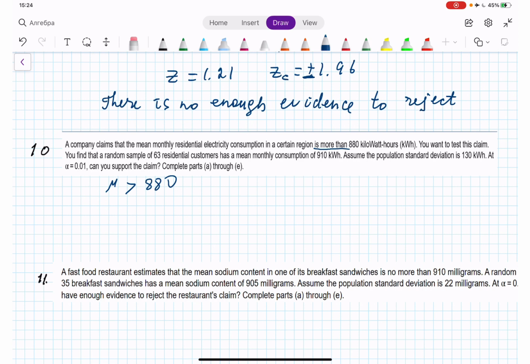You want to test the claim. You find the random sample n is equal to 63. Mean monthly consumption, meaning x bar, is 910. Assume the population standard deviation, sigma, is 130. At alpha equals 0.01, can we support the claim?